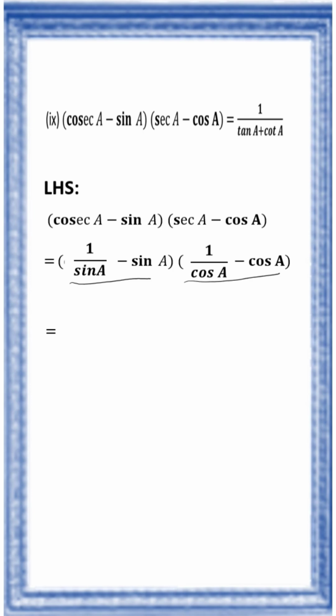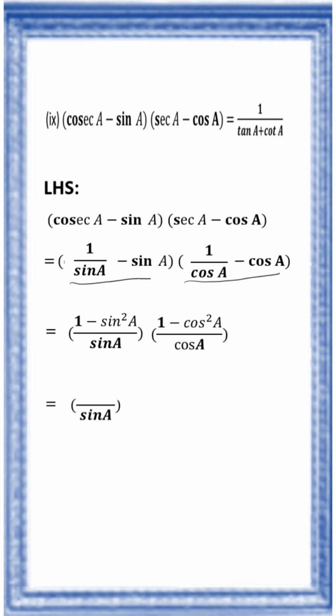1 minus sin square A upon sin A into, here LCM is cos A. In the numerator 1 minus cos square A. You know that 1 minus sin square A is cos square A. So cos square A upon sin A into sin square A upon cos A.